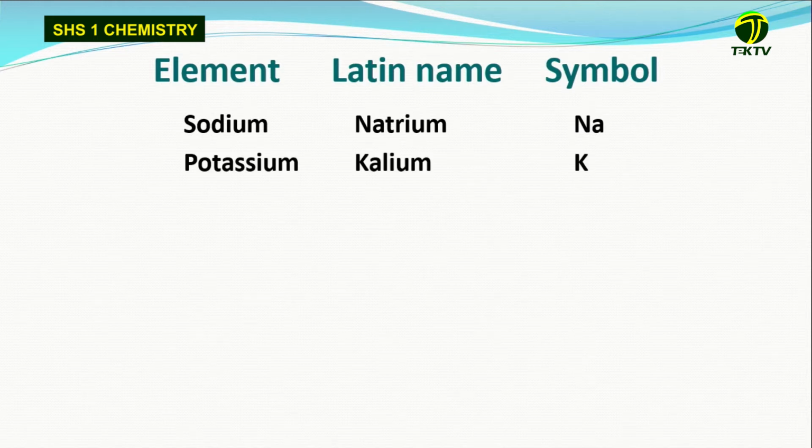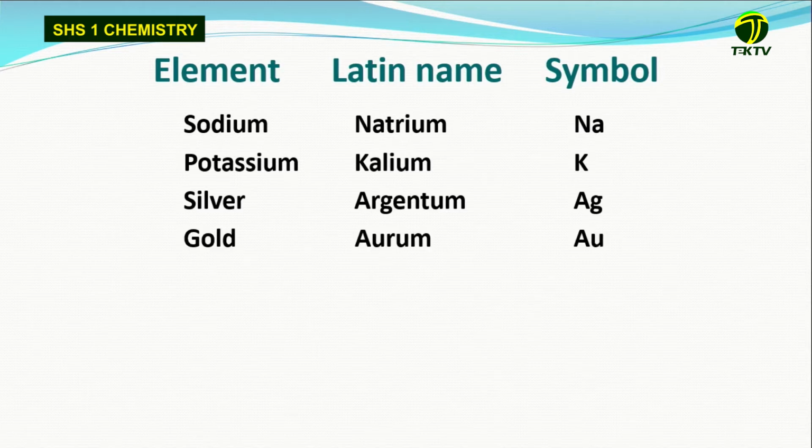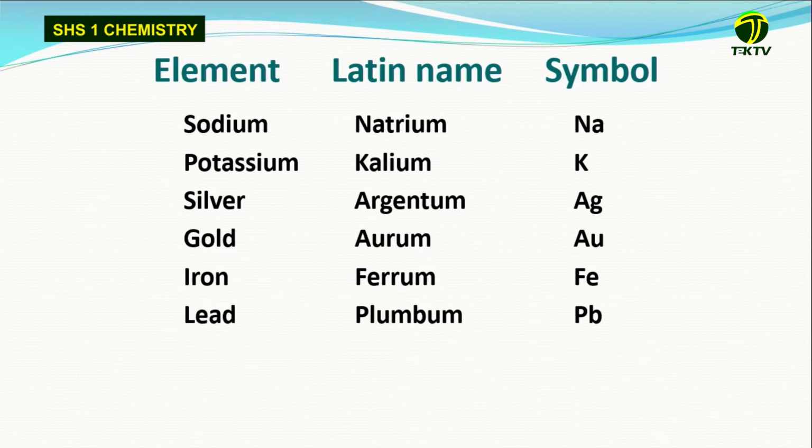We have another element, potassium. From kalium being the Latin name, we are using the first letter, K. We have silver, argentum, we are using Ag. We have gold, aurum, we are using Au. We have iron, ferrum, we are using Fe. And we have lead, plumbum, we are using Pb. We have copper, as I mentioned, the name is cuprum from the Latin, and we are using Cu.